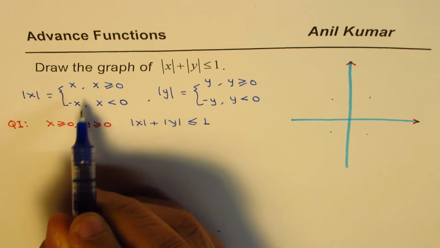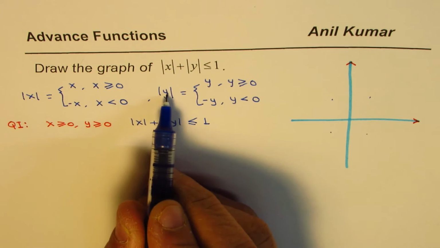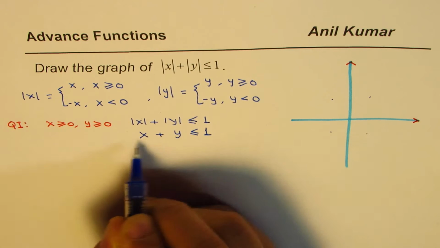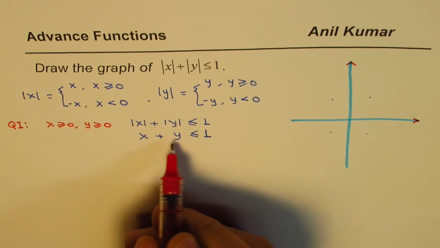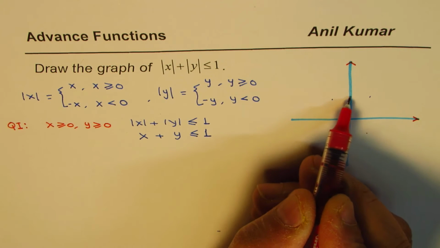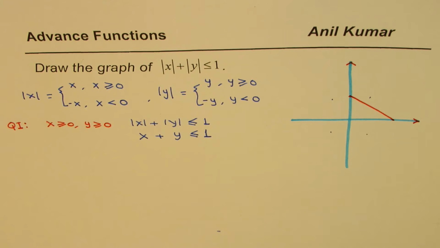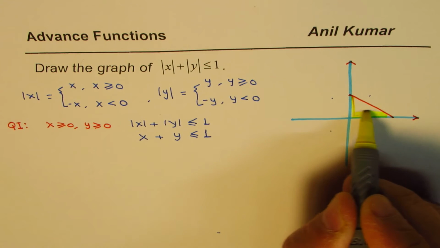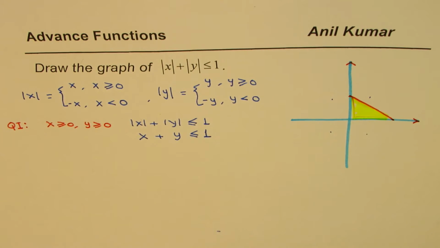In quadrant 1, when x and y both are greater than or equal to 0, we can replace absolute x by x and absolute y by y, right? So what we get here is x plus y is less than or equal to 1, correct? Now we can draw this line with its x and y intercepts. If y is 0, x is 1. If x is 0, y is 1. So we get a line like this. Within quadrant 1, less than or equal to means you are including the line and you're on the lower side of this, correct? So that part is absolutely clear, I hope.